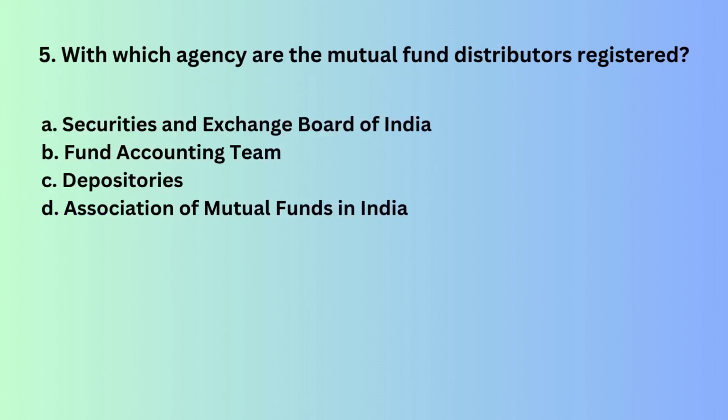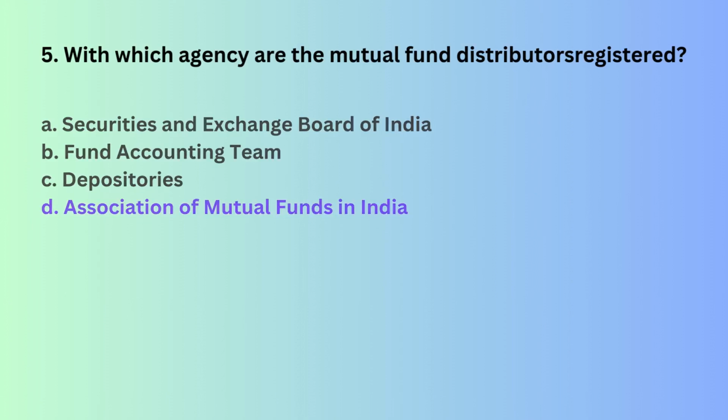Question number 5. With which agency are the mutual fund distributors registered? A. Securities and Exchange Board of India, that is SEBI. B. Fund Accounting Team. C. Depositories. And D. Association of Mutual Funds in India. And the correct answer is D, Association of Mutual Funds in India. Just now we have talked that they provide us the ARN number after clearing the exams.